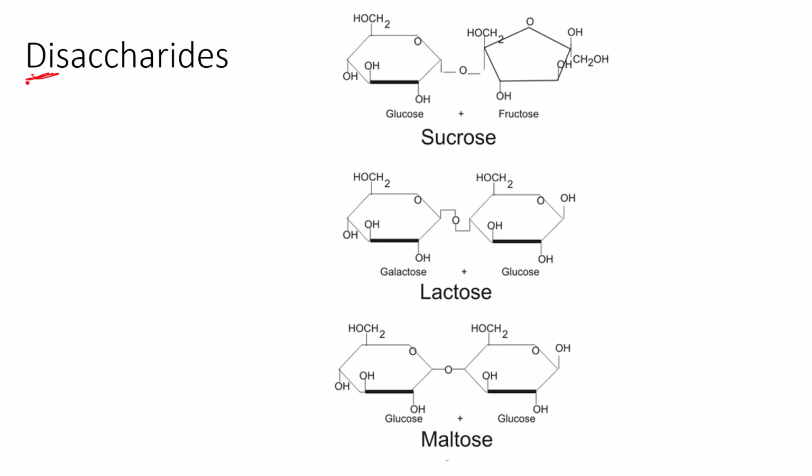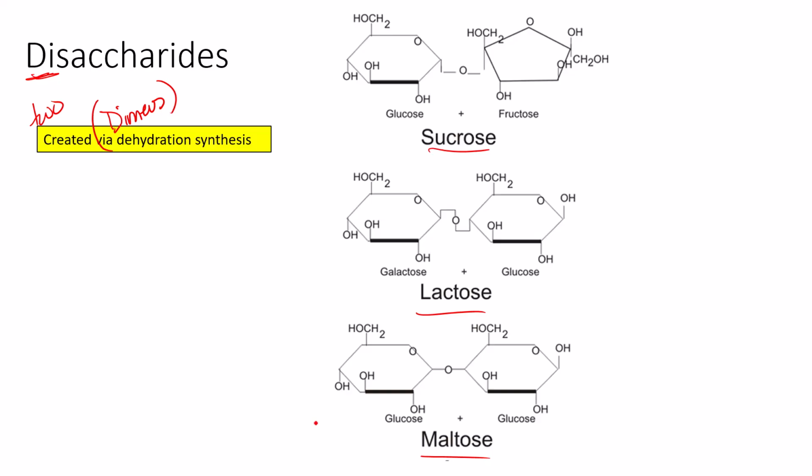Disaccharides, prefix di, means 2, so these would be the dimers of carbohydrates. There are 3 that you need to be familiar with. You have sucrose, lactose, and maltose, and all of these disaccharides are created by dehydration synthesis, which is the removal of water to produce this dimer.